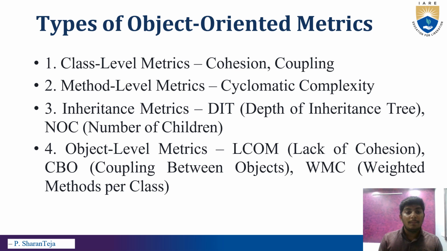And the third one is inheritance metrics. These measure how classes relate through inheritance. Metrics like depth of inheritance tree and number of children tell us how deep or broad our class hierarchies are. And the fourth one is object-level metrics. These analyze objects and interactions, and include metrics like lack of cohesion, coupling between objects, and weighted methods per class. Together, these metrics give us a 360 degree view of software design quality.